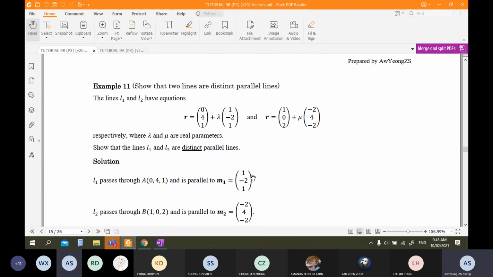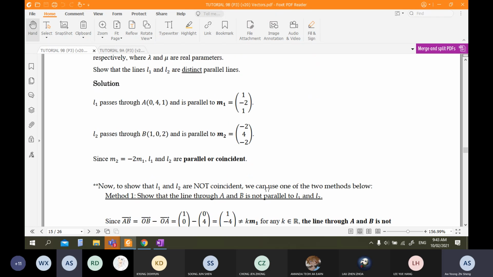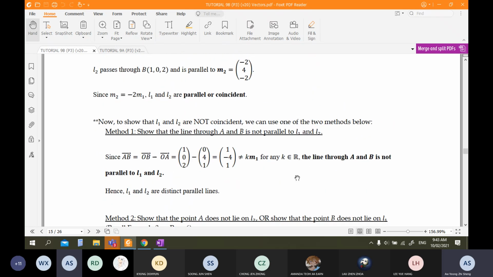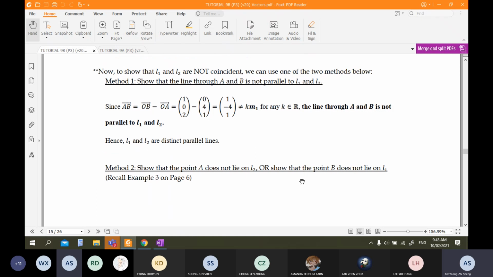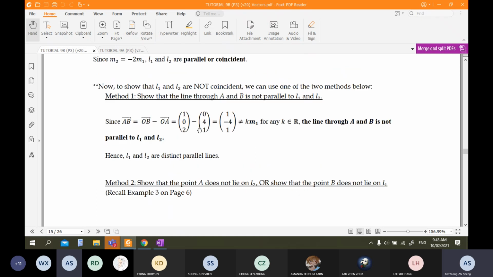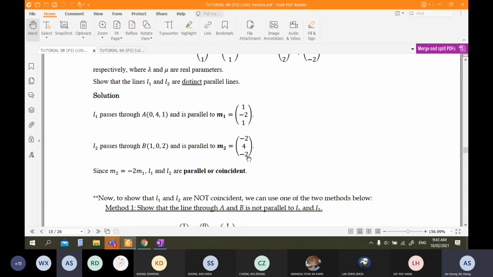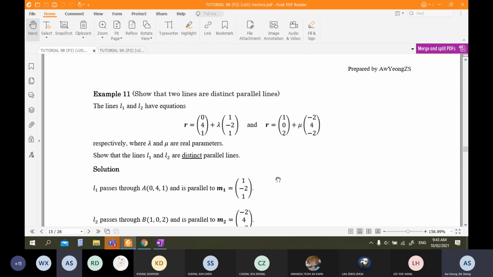Move to example 11. In this question, the solution here is partially printed for you, but I will just do the whole thing from scratch, because the way I want to present my answer will be a little bit different from the printed version, but it's actually the same idea. So I will just do the whole question from scratch.